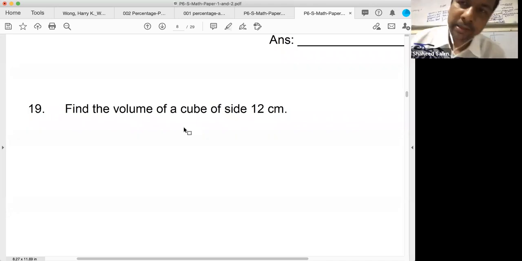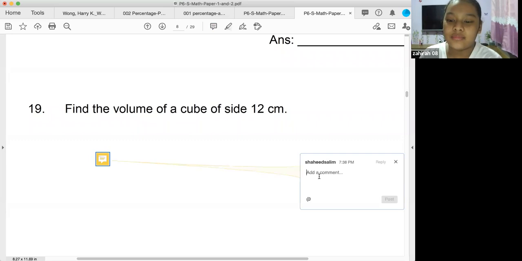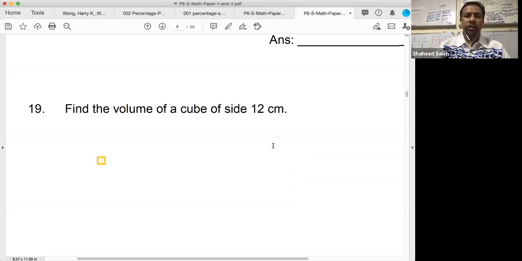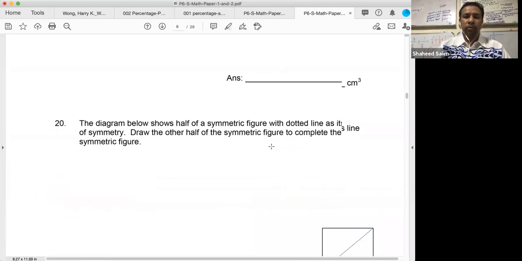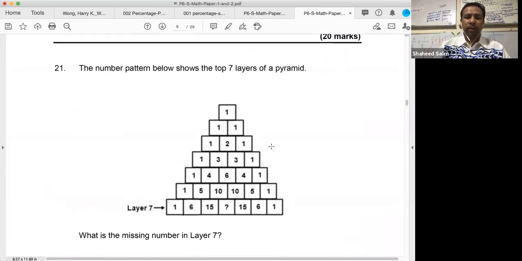1728 centimeters. Congratulations, 1728. Okay, well done. Cm cube. The 3 there means 12 times 12 times 12. Alright, 1728, and cm with a cube at the back. Okay, congratulations. No, we don't need to do symmetry. Let's move on. Number pattern.